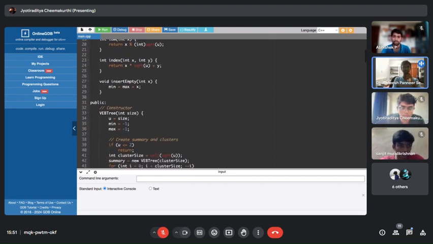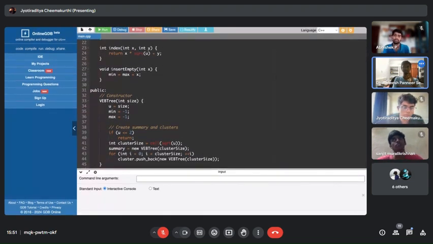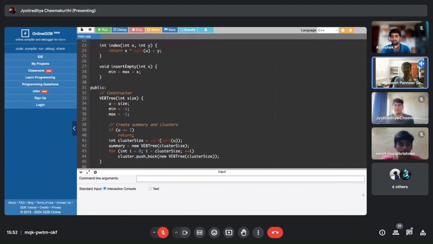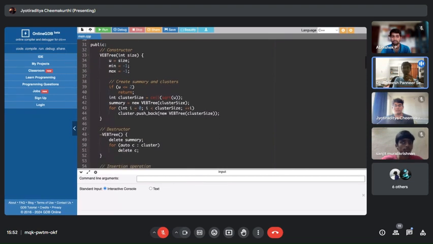And we have an insert function, which checks if the tree is empty. In case it's empty, then we just insert the element and the minimum and maximum are equal to x. Now we'll move on to the actual constructor. When we're actually creating an object of this class, there's two main things we need to look at: the size, and the minimum and maximum. So we're going to check if the universe size is actually greater than two.